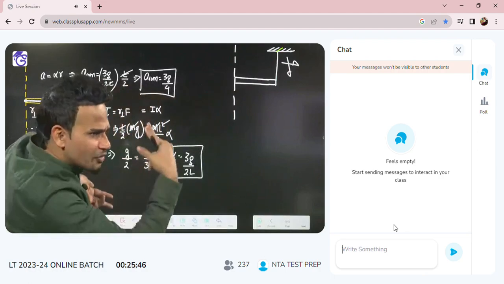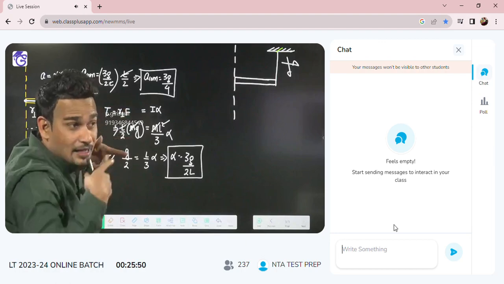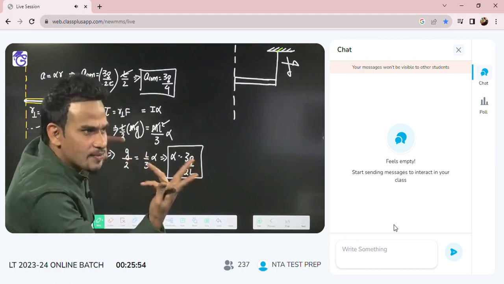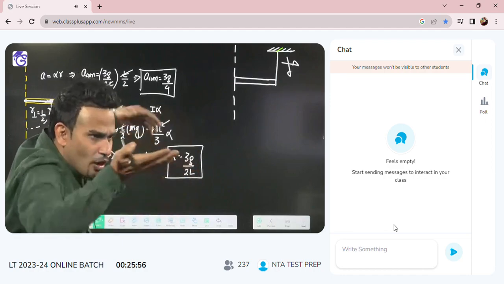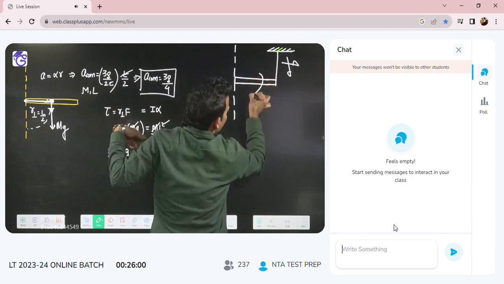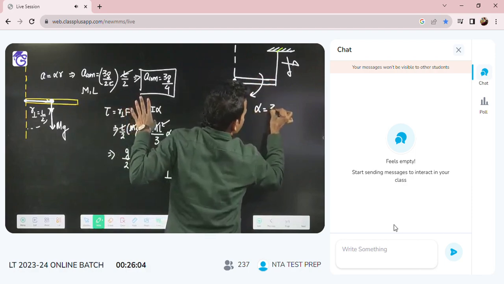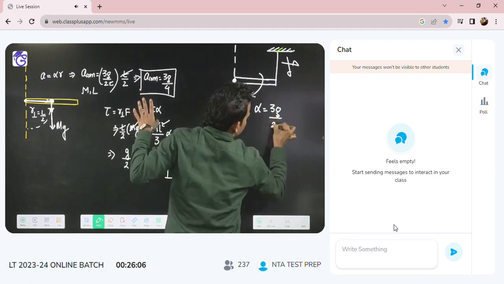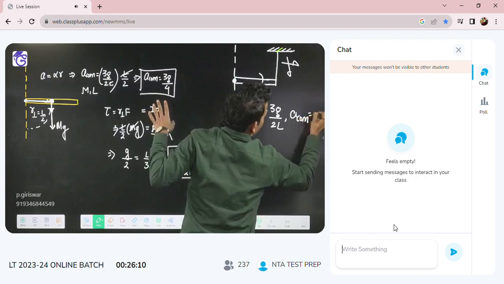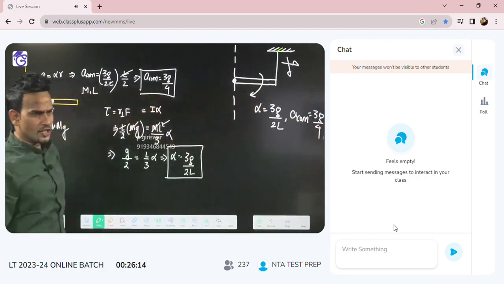If you cut the string, that is scissor, katram. If you cut the same thing, same concept, only in place of our hand, string is there. Again rod will rotate about end. Again mg will act. So here also we will get same alpha, 3g by 2L. Same acceleration of center of mass, that is 3g by 4. Same question, nothing changed.